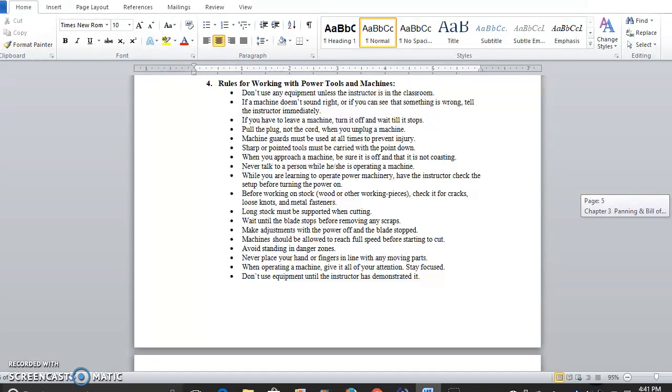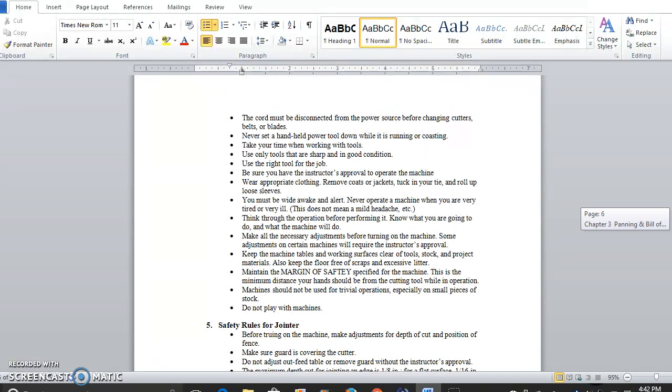For some of these, we go through and talk about what it means to pull the plug, not the cord. How many times do you sit there at home running your vacuum cleaner or something and you pull the cord and not the actual plug? There's an issue that could happen there. Same thing with sharp tools, making sure that people know everything. This is a big one right here: do not use any equipment until I've demonstrated it. That's huge. I've had to talk to people and tell them, hey, I haven't shown you how to do this yet. So you need to make sure that you do that.